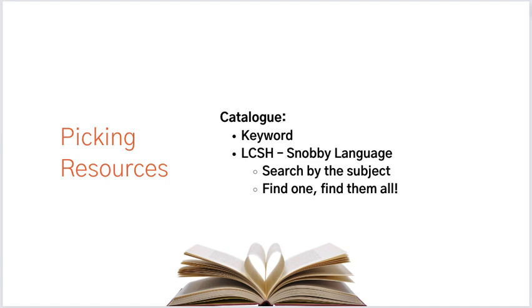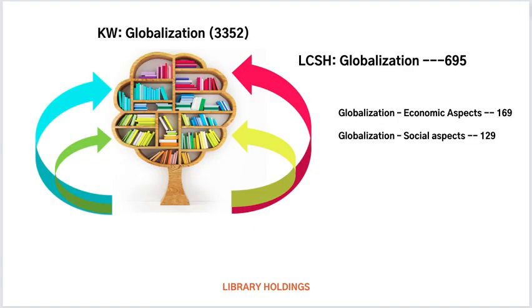The first thing you should know is that there are different ways that you can search. One is by keyword, and the other is using controlled vocabulary, just like in the databases that we talked about before. In the catalog, it's called the Library of Congress subject headings. This is the snobby language. But just like the controlled vocabulary in databases, the subject headings allow you to find all of the books on that particular subject. So once you've found one, you've found them all. Well, let's see how this works.